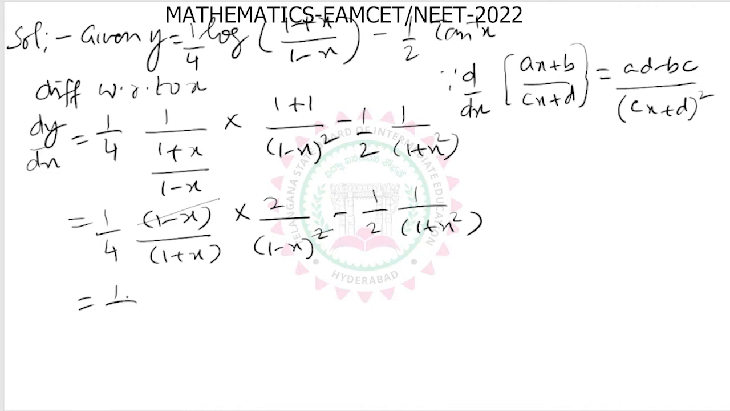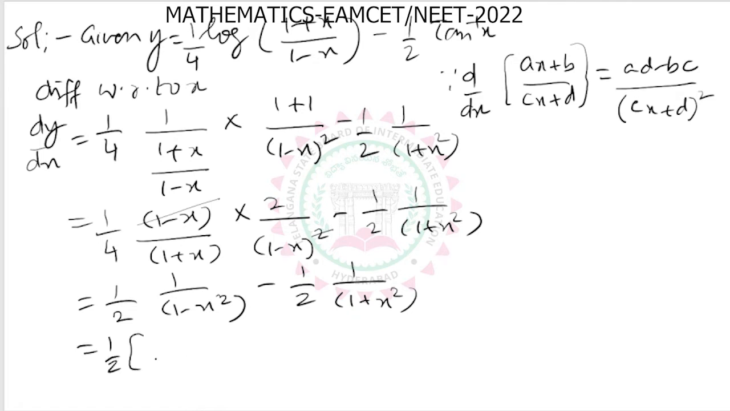So 1 by 4, that is 2 ones are 2, twos are, that is 1 by 2 into 1 by 1 minus x square, minus 1 by 2 into 1 by 1 plus x square. Right? If I take out 1 by 2 common, what is inside? 1 minus x square into 1 minus x square. That is in the form of a minus b to a plus b, a square minus b square, 1 plus x square minus 1 minus 2 to minus plus x square by 1 minus x power of 4.